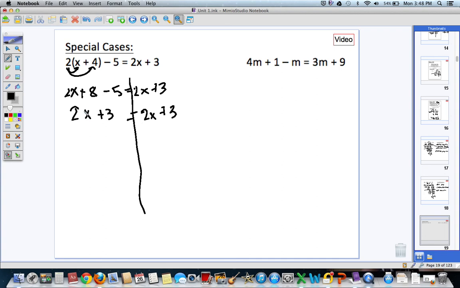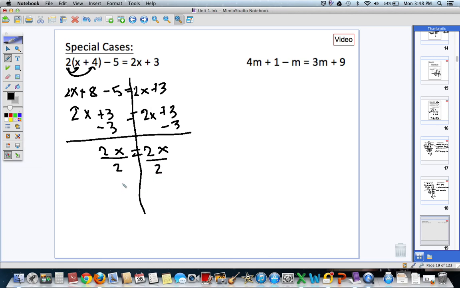If you can see right here, these are the same exact things on both sides. This says 2x plus 3 equals 2x plus 3. If it takes you a while, you can still solve this out, right? We would subtract 3 on both sides. And now we would have 2x equals 2x. Again, they're the same.